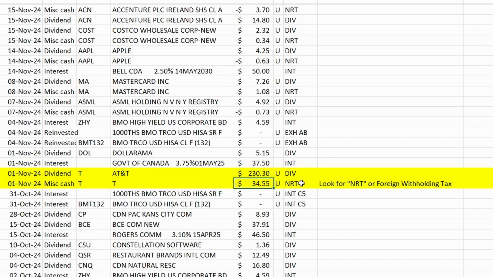And beside it, under remark, it says NRT. That stands for non-resident tax. And it could say NRT, or it could say foreign withholding tax, but it is always in there in a TFSA for U.S. dividend paying stocks.